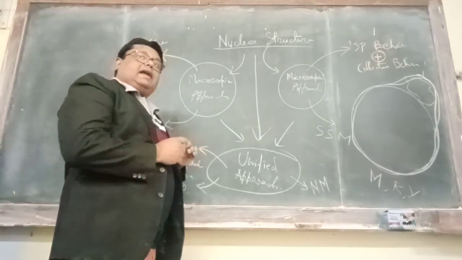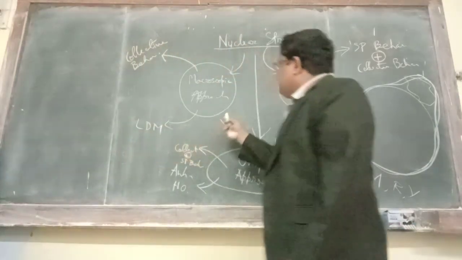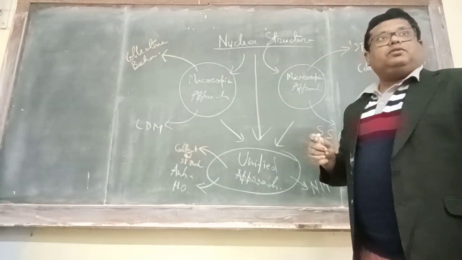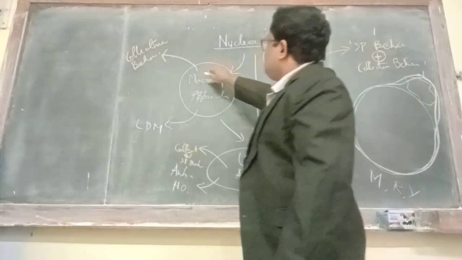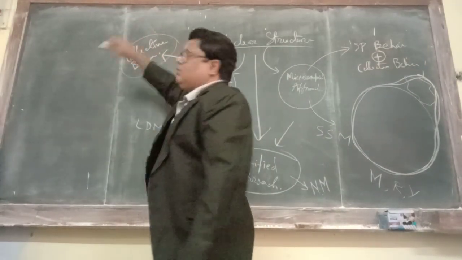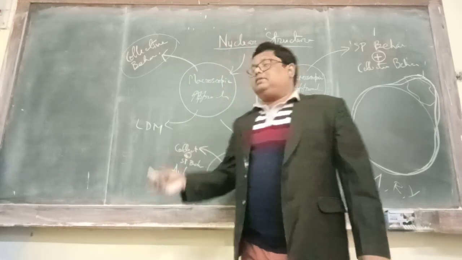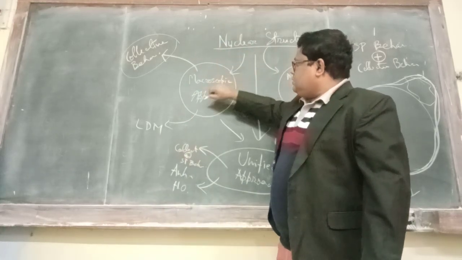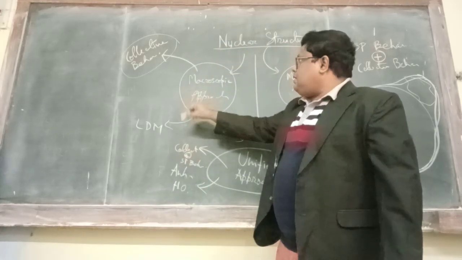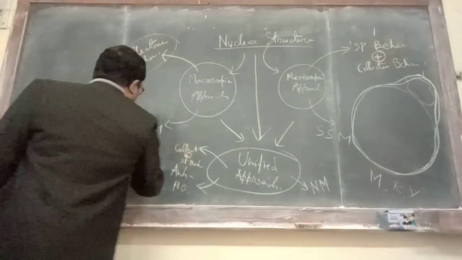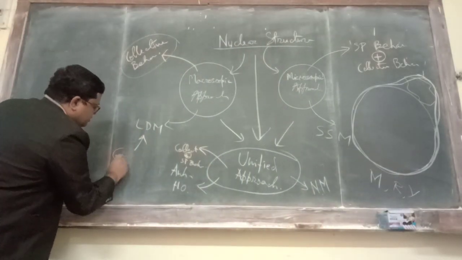Now there is yet another class. Say for example this macroscopic approach. Okay. Here I am talking about this collective behavior. There is yet another class, and when I am talking about this liquid drop model, these are basically a group of geometric collective models.